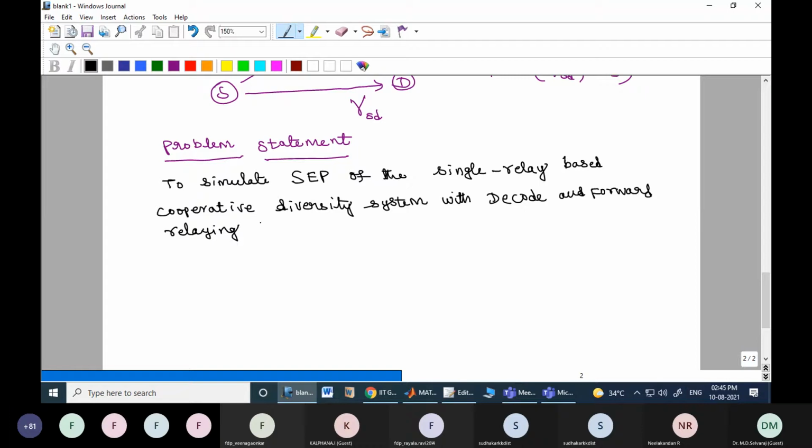in the presence of Rayleigh fading. Again, when you change the fading statistics, many things will change. The presence of Rayleigh fading changes the entire coding.